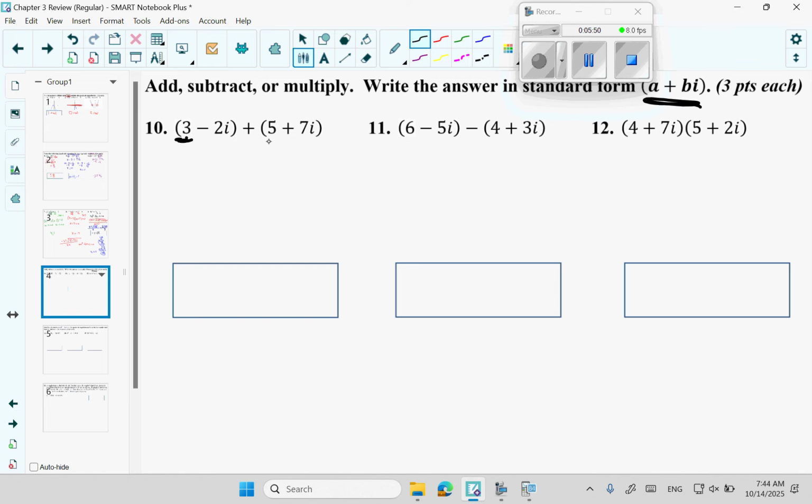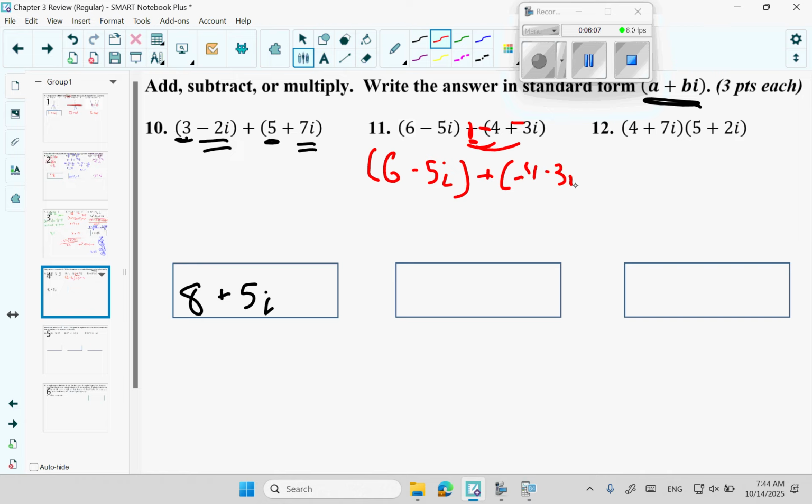So here we're just combining like terms. 3 plus 5 is 8. Negative 2i plus 7i would be 5i. Here we have a subtraction, so let's distribute that as a negative. Keep, change, flip. So we have 6 minus 5i plus negative 4 minus 3i. 6 minus 4 is 2. Negative 5i minus 3i is negative 8i.